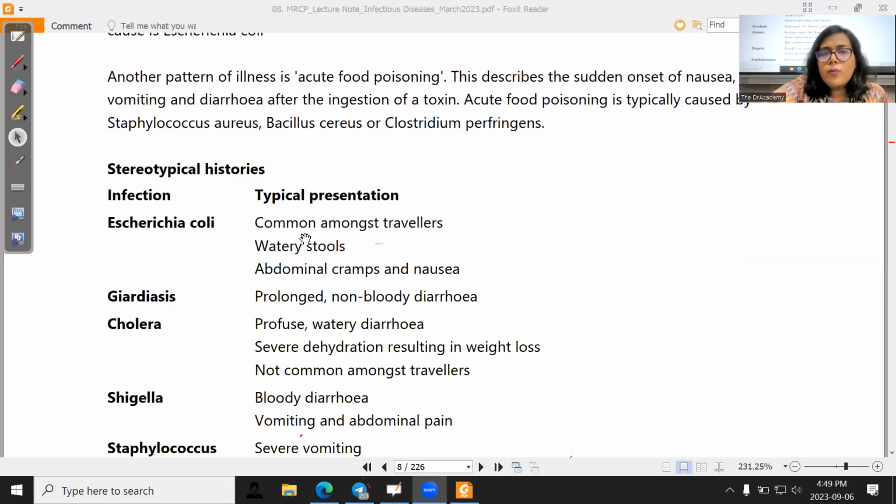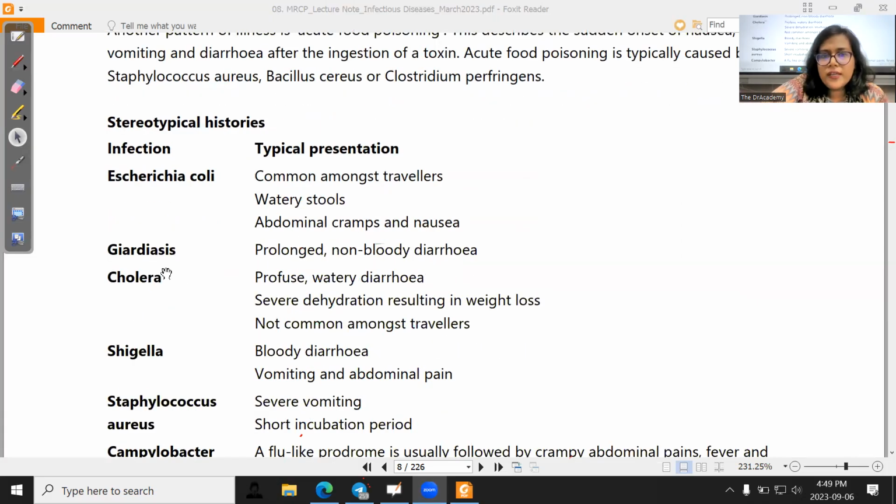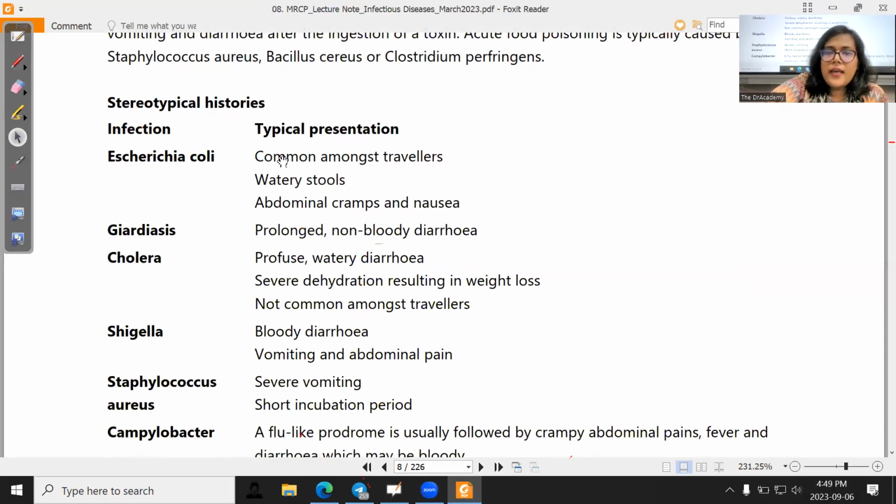E. coli is common among travelers, with watery stool, abdominal cramps and nausea. Giardiasis will cause prolonged diarrhea, and sometimes it can be so prolonged that it can also cause malabsorption at the same time. Non-bloody diarrhea, however, giardiasis is not bloody.